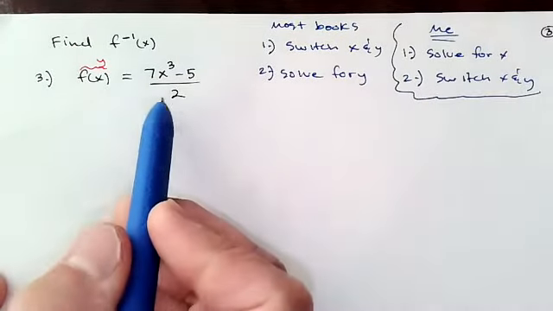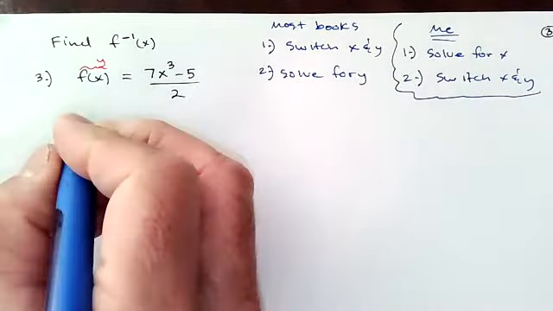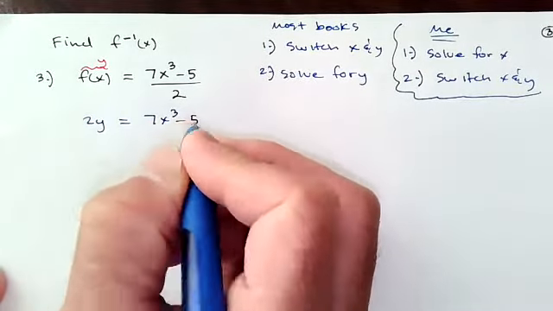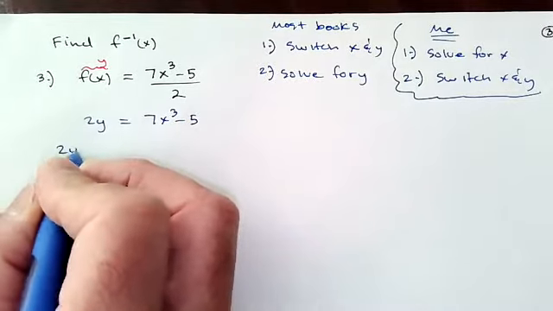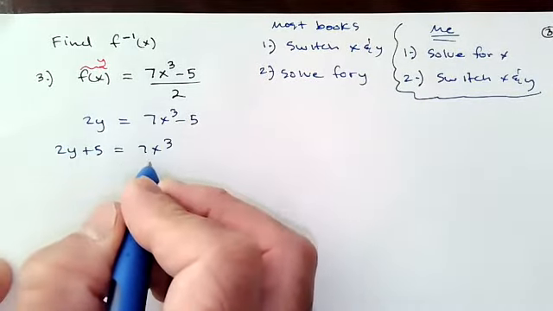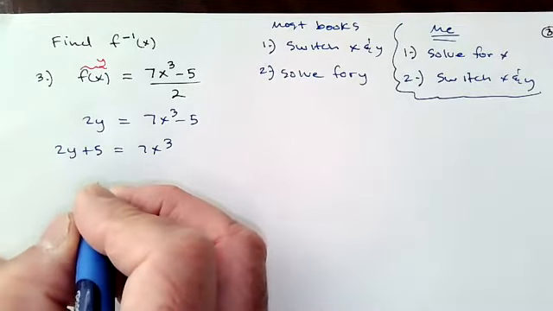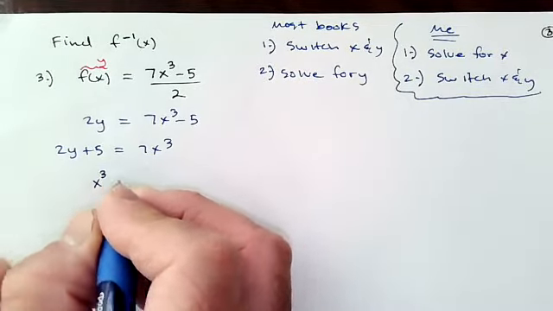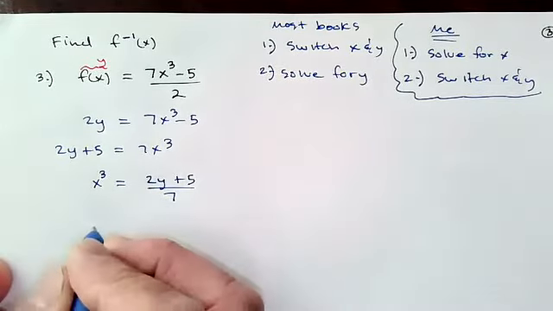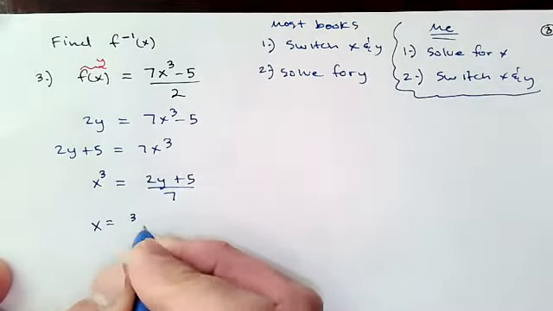So if I was going to solve this for x, what I would first do is multiply both sides by 2. I would add 5 to both sides. I would divide by 7 and then take the cube root. Well, I'm going to move the x cubed over to this side now. So I'm going to have 2y plus 5 over 7, and then finally take the cube root.